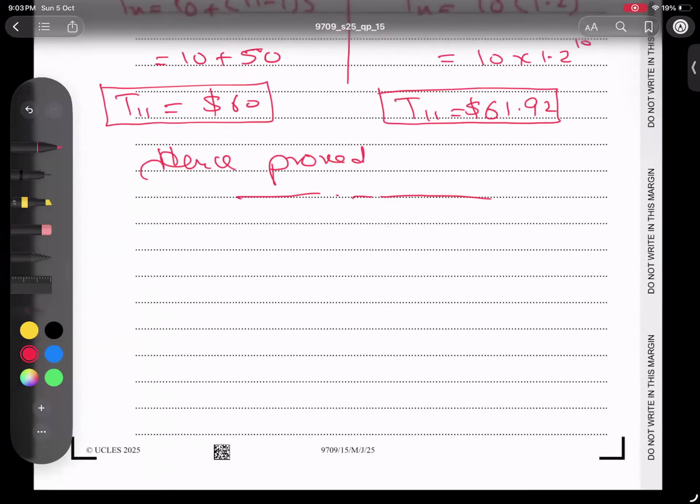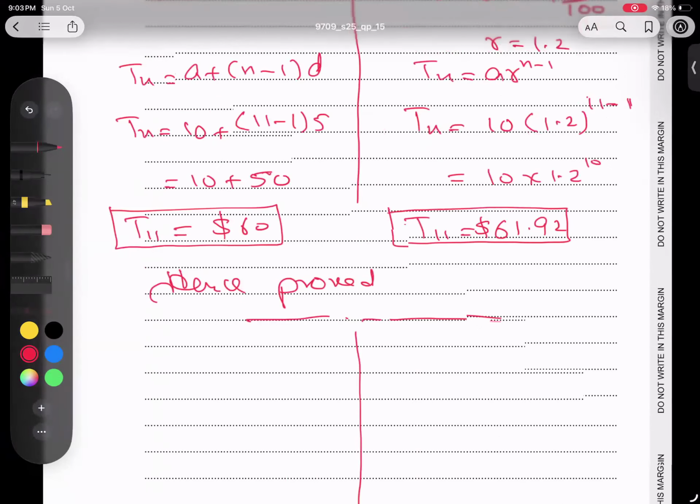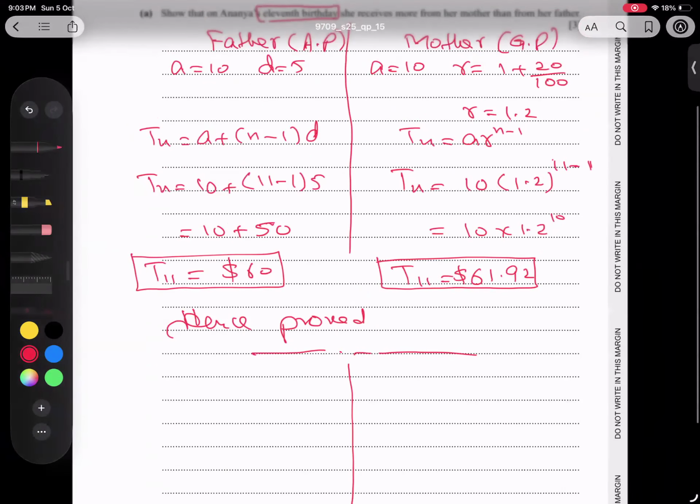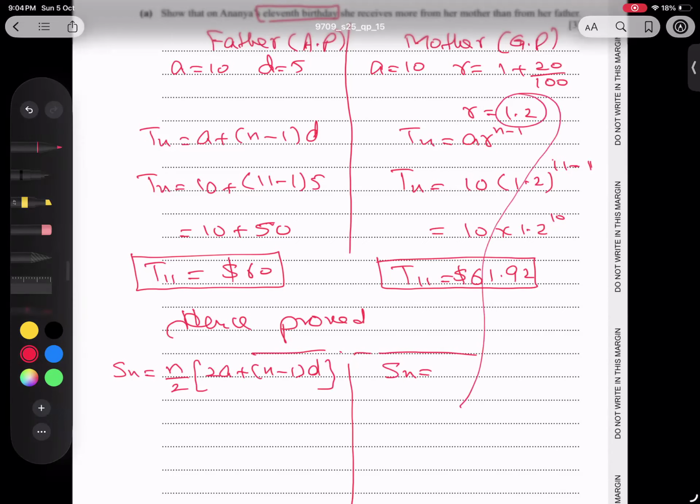So first of all, I'm doing the AP, and what is the formula for the sum of an AP? The formula is very clear: S_n equals n divided by 2 times (2a plus (n minus 1) times d). The formula for a GP is a little different. When the R value is more than 1, the formula is a times (R to the power n minus 1) over (R minus 1). So I'm going to do it now. Get ready.